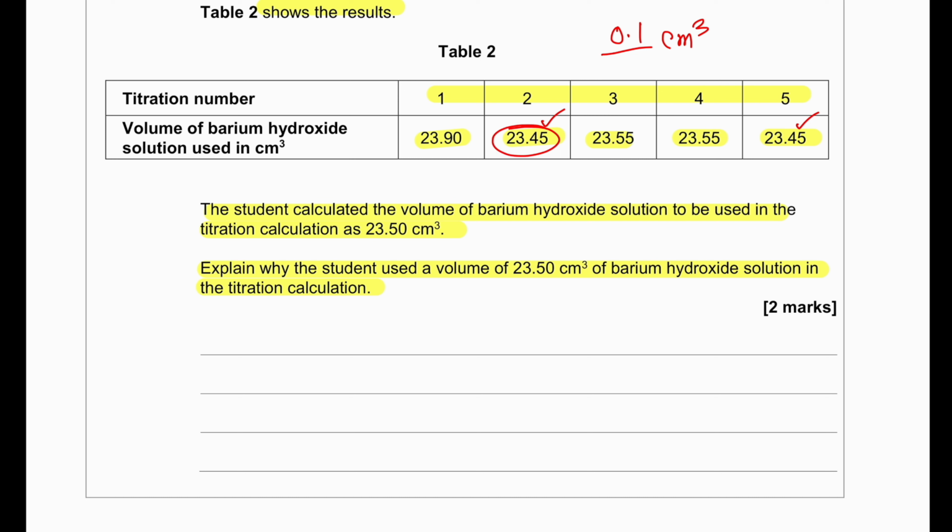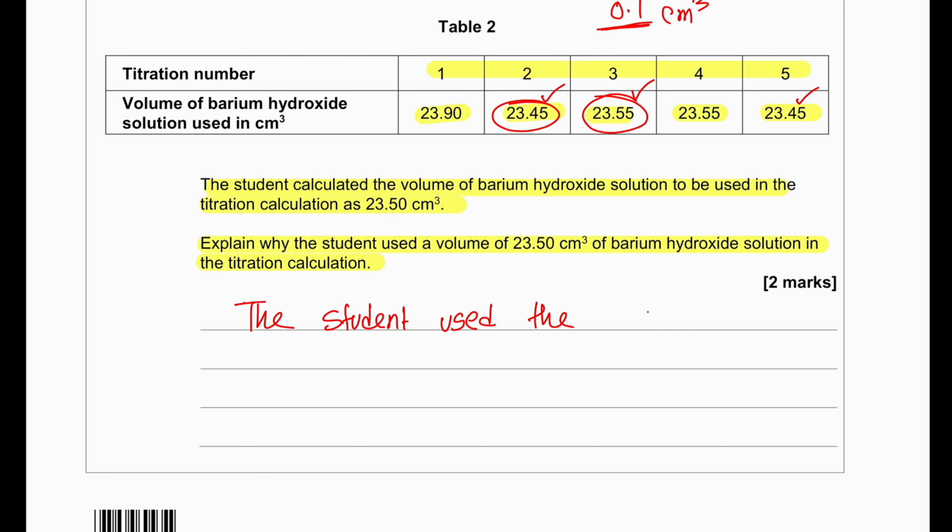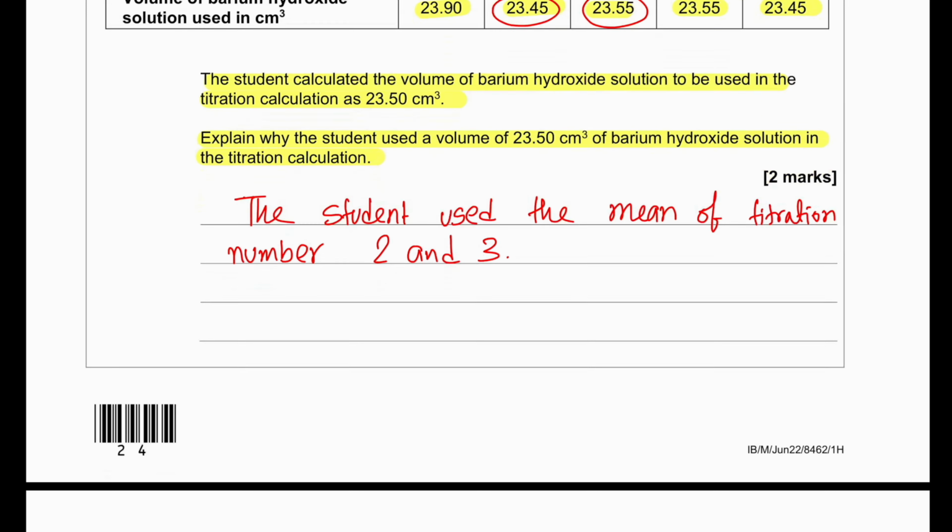And the closest results to that particular result within 0.1 cm3 are 23.55 and 23.45. So the student did an average of those. The student did not use 23.90 because it is anomalous. It is not within the 0.1 cm3 range.